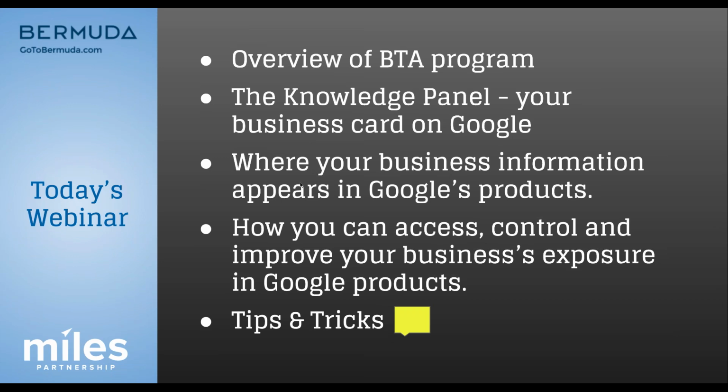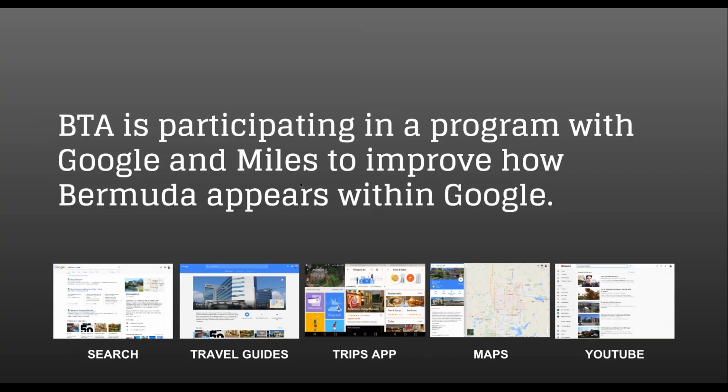Great, thanks, Kim. All right, first we're going to do a very quick overview here of the program that the Bermuda Tourism Authority and Miles are participating in with Google, just so we understand how we got here and what we're doing here. And then we will pretty quickly move on to looking at the Knowledge Panel and some of the other elements that were on the agenda. So first of all, the Bermuda Tourism Authority is participating in a program with Google and Miles, the goal of which is to improve how Bermuda appears within all of these different Google products. And we'll talk very specifically about what some of those products are later on in the presentation.